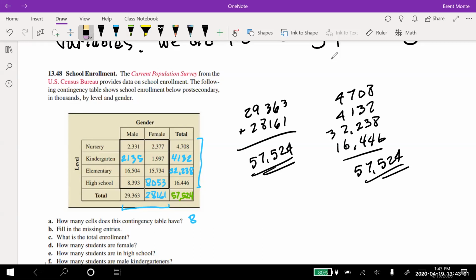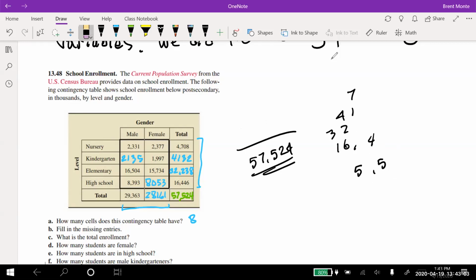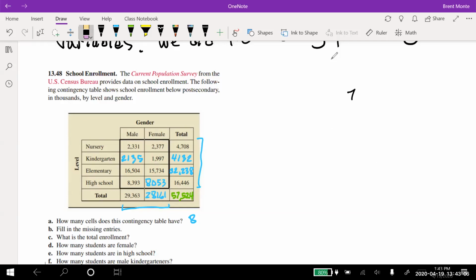All right. So now I can erase all this stuff. We don't need that, but we can answer the rest of the questions. And they'll be quick because we already have the table done. The table was the big thing. Fill in the missing entries. Done. I did. What is the total enrollment? Oh, that's what I got here. That's my 57,524. How many students are female? Well, to find the female, I go into the female column, and then the number at the bottom under total is the total number of females. So 28,161.